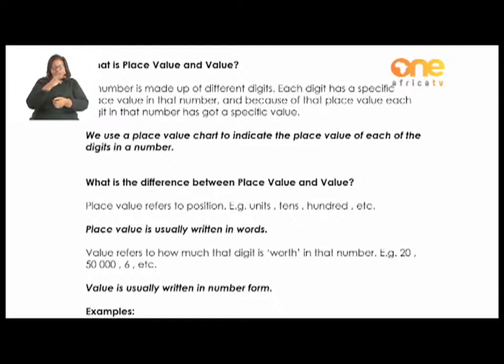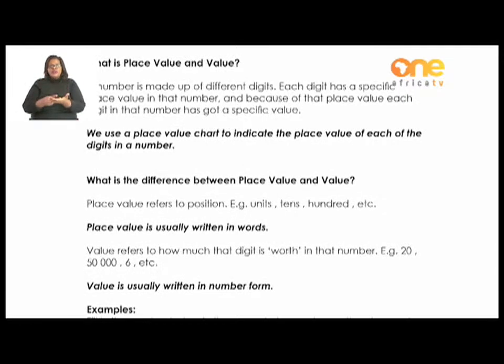So you will hear when we talk about value, we talk about how much the digit is worth. So please, guys, try to remember the difference between place value, which is units, tens, hundreds, thousands, and value, which will refer to how much the digit is worth. Is it worth 20, 50,000, 6, etc.? And we usually use a place value chart, in which we will record our digits. And from the place value chart, we get our place value and we get our value.